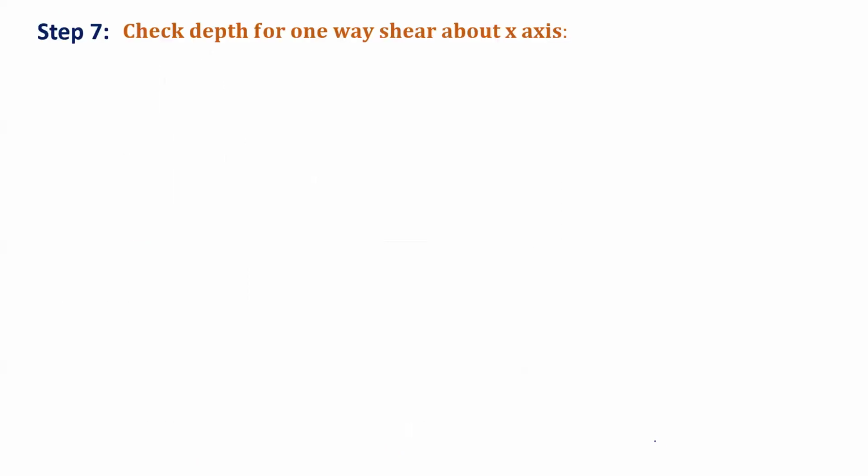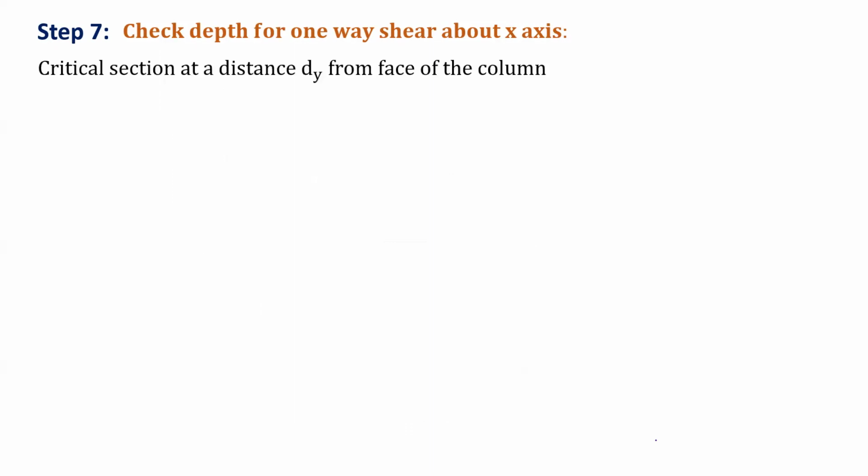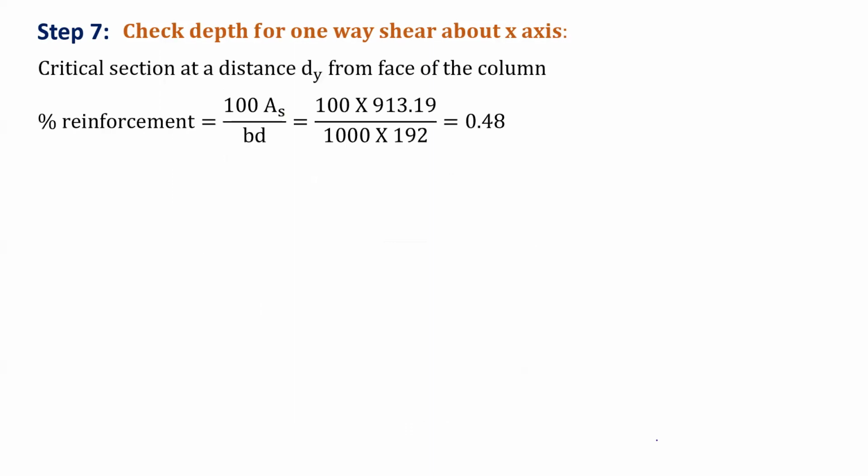Then we have the next step, check depth for one-way shear about x-axis. So the critical section is at a distance d from the face of column. We will find the percentage reinforcement 100 AS upon BD, and that will be 100 into 913 upon 1000 into 192, and that is 0.48. Now we are going to calculate the value of tau c. So we have considered these two values. We have percentage 0.48. These values were 0.25, 0.36, 0.5, 0.49.